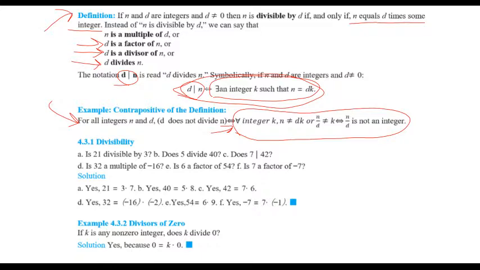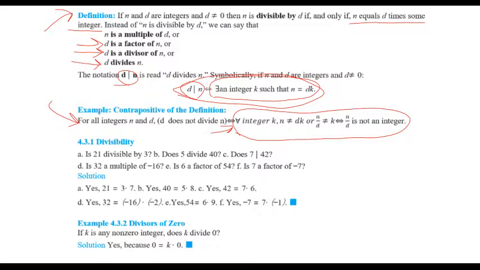d does not divide n if and only if n over d is not an integer. So that's the contrapositive of the definition, and obviously it is true. So we don't need to prove this anymore because, as I said, the contrapositive of a true statement is true.